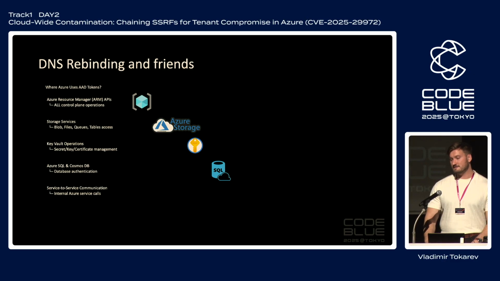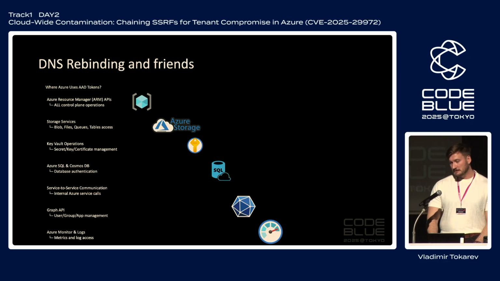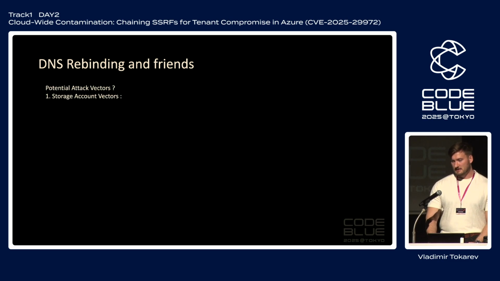Then we also have service-to-service communication, for instance, in the rare cases when Network Resource Provider would like to communicate with Compute Resource Provider, they'll need AAD tokens. And Graph API, user, group, and app management, again, will need AAD tokens for sure. And last but not least, Azure Monitor and Logs. It will need a lot more things, but also AAD tokens. And so, like everything in Azure uses AAD tokens. What can we attack with that?